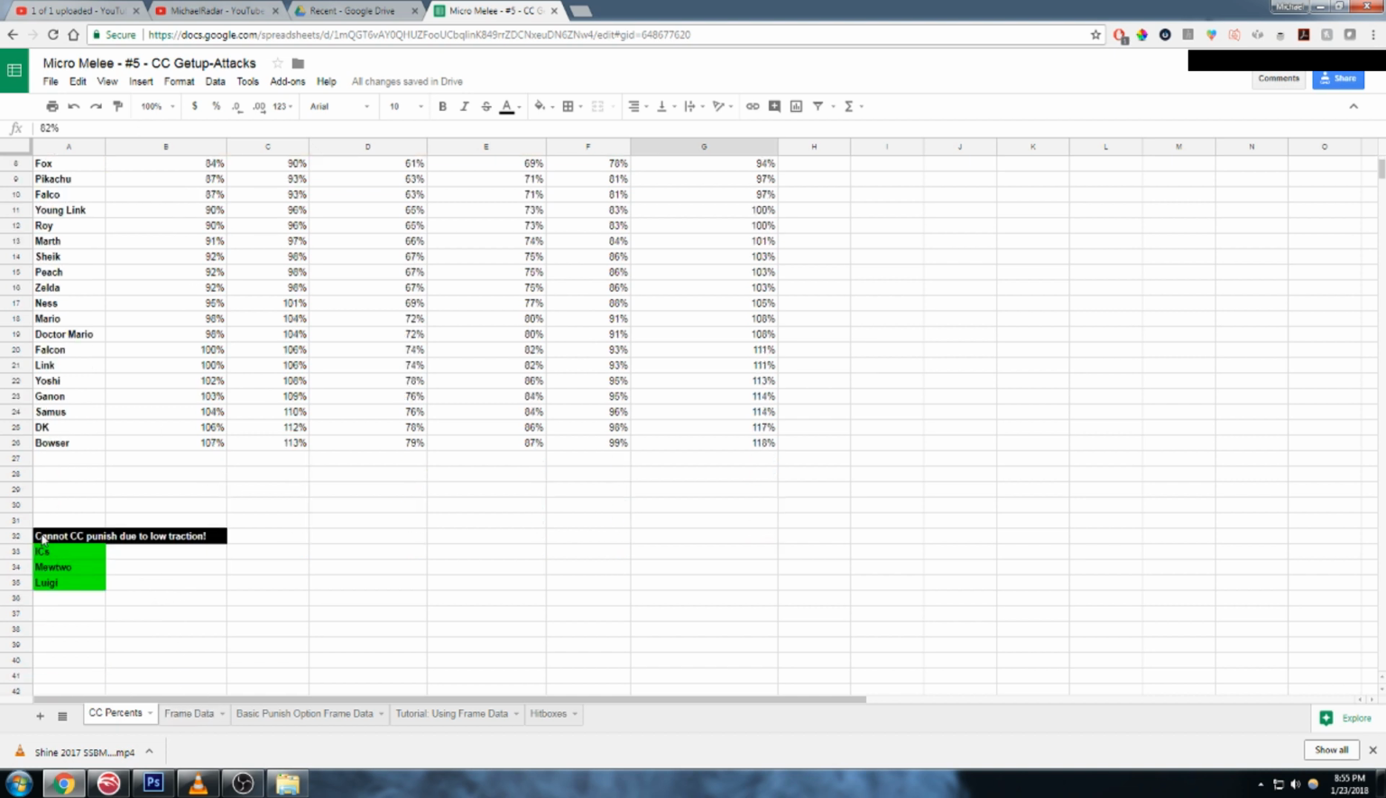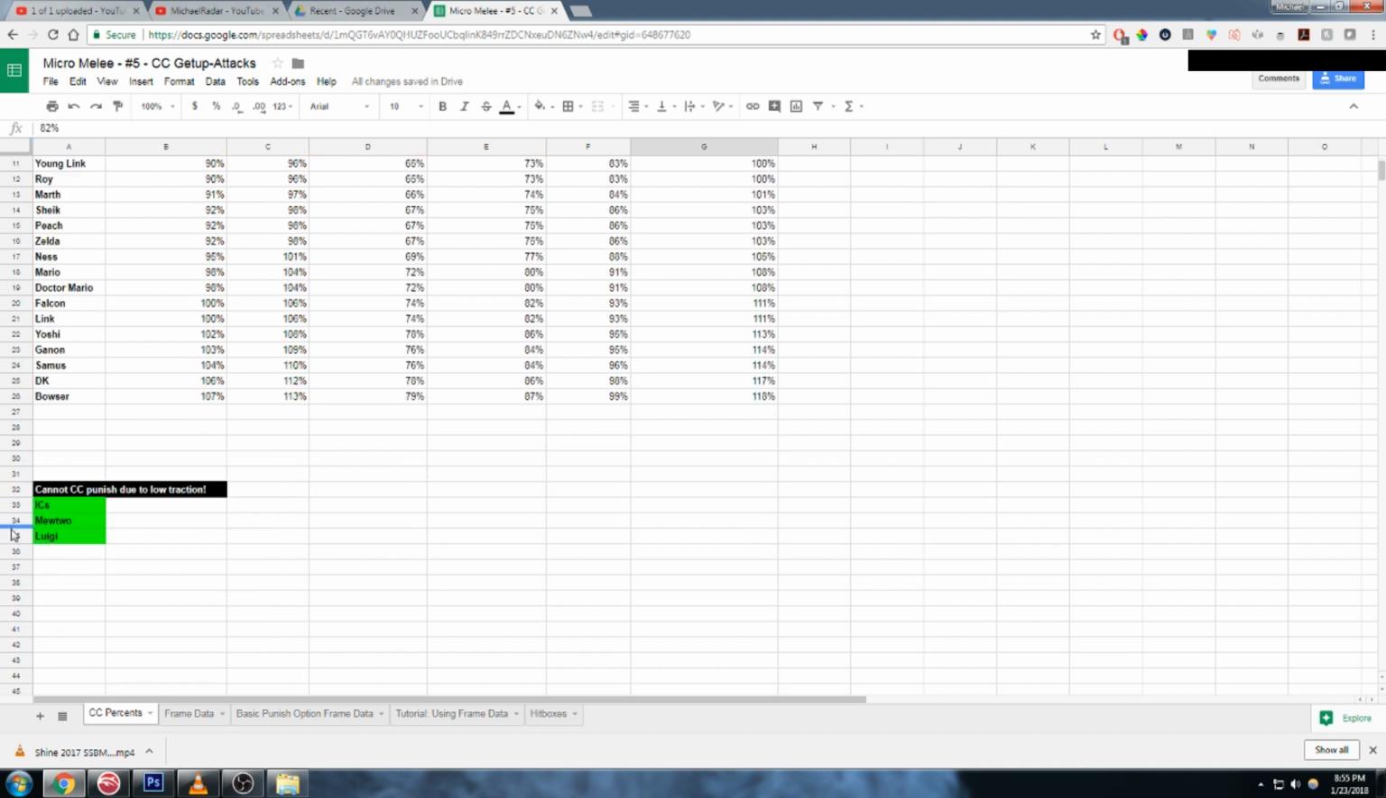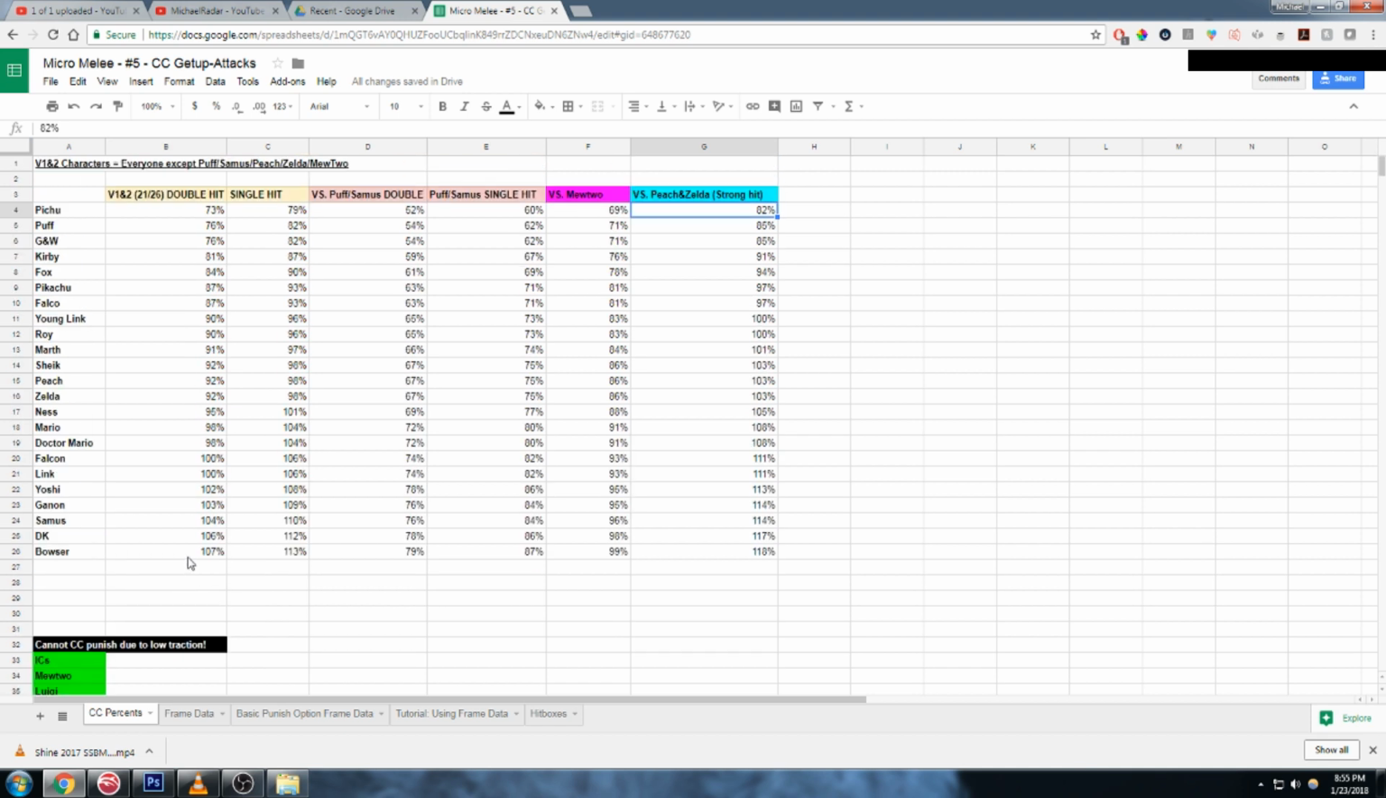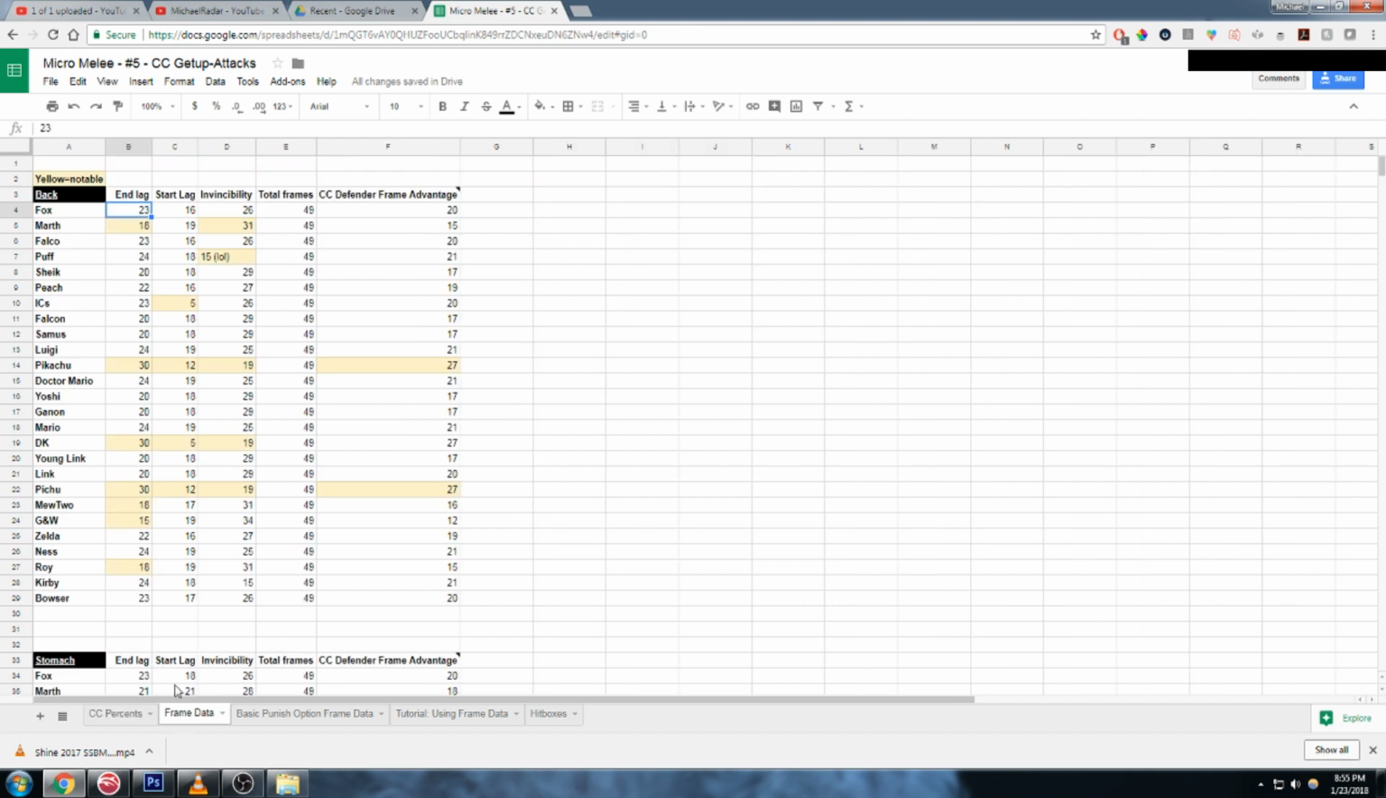At the bottom, you can see that I have Icies, Mewtwo, and Luigi taken out of this list because they cannot punish the getup attack due to traction, so it's not really worth including them. Moving on, the frame data tab shows basically just the actual specific frame data for each getup attack. So for example, Fox's getup attack has 23 frames of end lag, which is how many frames you have to punish him. Start lag is 16, he's invincible for 26 frames, and the entire animation takes 49.